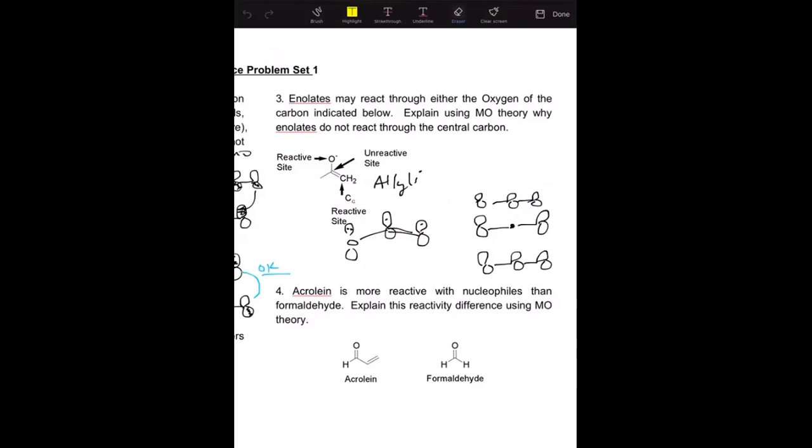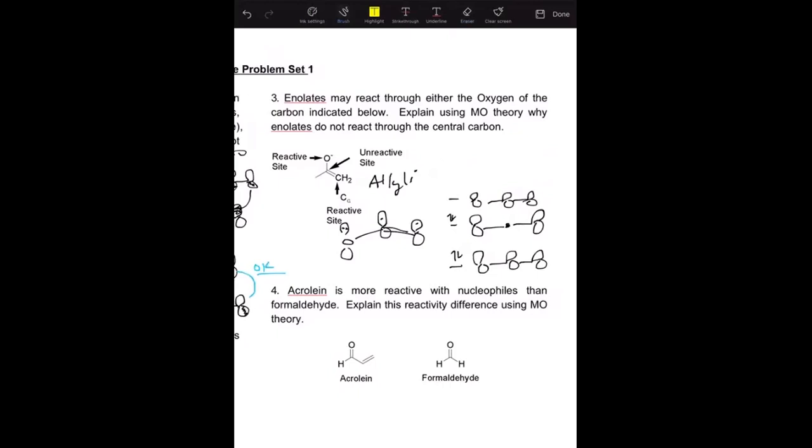Is that right? And then which one of those would be the HOMO? Because that's what it's going to react through, since enolates are nucleophilic, it's going to react through the HOMO. So which one is going to be the HOMO? Looks like the second one, I guess. Yeah, it's got to be, right?